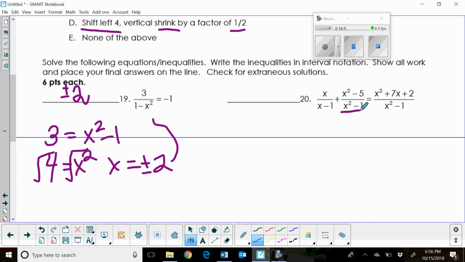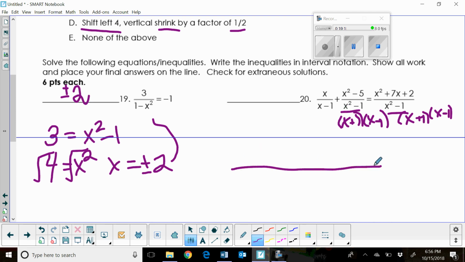Before we start, we have to factor these so we can see what our denominator is. So this is going to be an x plus 1 times an x minus 1. And the same thing with this one over here. This denominator is x plus 1 times x minus 1. So first thing you want to do is factor the denominators. So our common denominator is an x plus 1, right? And x minus 1.